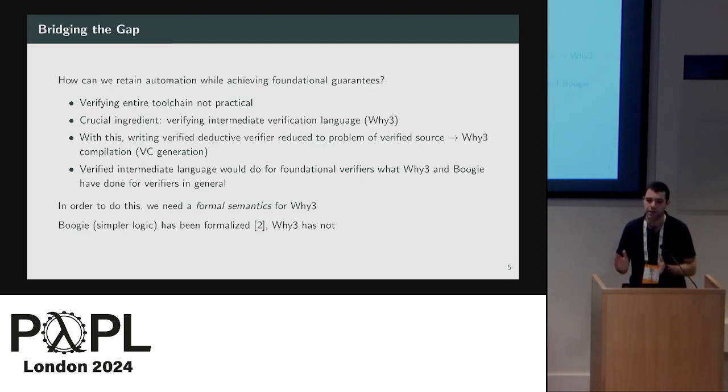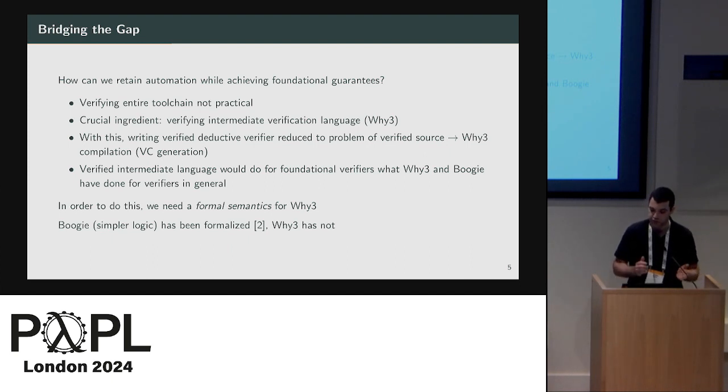So what we'd like is to be able to combine these two approaches. In a similar way as we saw with the VST talk, we want to enable both automation and these foundational guarantees. It's not practical, as we've seen, to verify the entire toolchain all at once. But we believe that the crucial ingredient is to verify these intermediate verification languages. And we're looking specifically at Why3. And if we have a verified implementation of Why3, that is a verified compilation from Why3 formulas down to, say, SMT, then the problem of writing a verified deductive verifier is reduced to the problem of writing a verified source program logic to Why3 compilation.